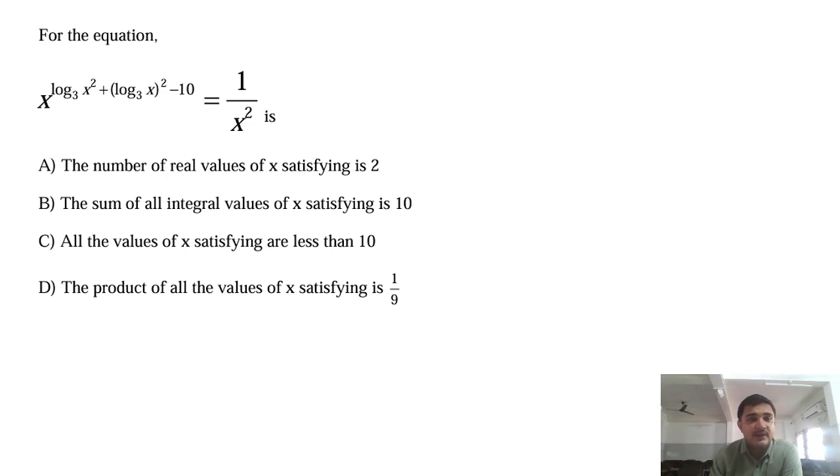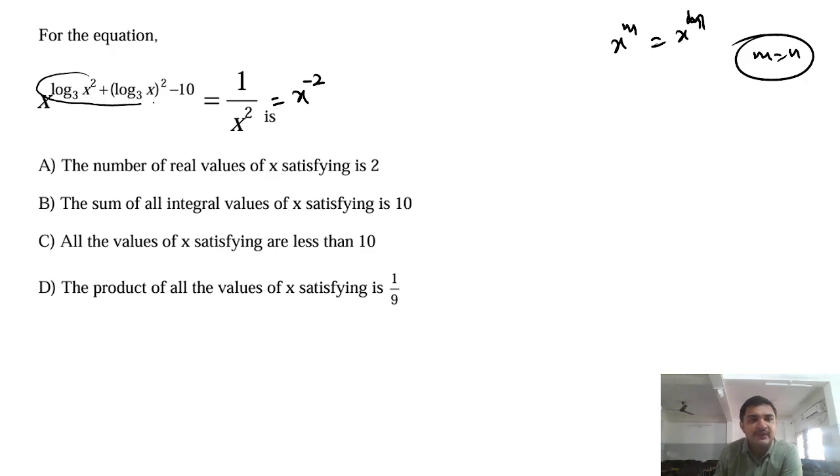Again, your help is required. You people will be helping me out. Look, if it is written x to the power m is equal to x to the power n, that means m is equal to n. Yes or no? So, sir, this is 1 by x square, which is x to the power minus 2. So, this value must be equal to what? Minus 2, isn't it? Tell me. Yes. So, clearly what we can see here?